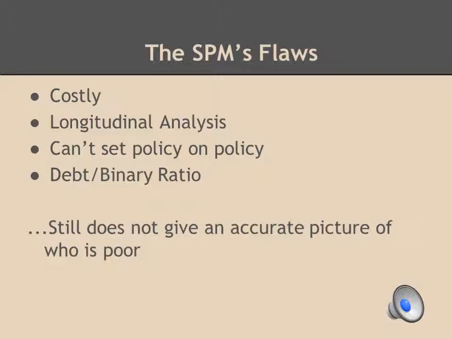Although the supplemental poverty measurement takes into account more factors than the OPM, it still fails to provide a full picture of who is truly poor. Several issues with the SPM are that it is extremely costly. You cannot compare it with past poverty rates. We can't set policy on policy because we cannot measure who needs benefits because the SPM takes into account benefits. Therefore, we need something else to define who can receive governmental benefits.